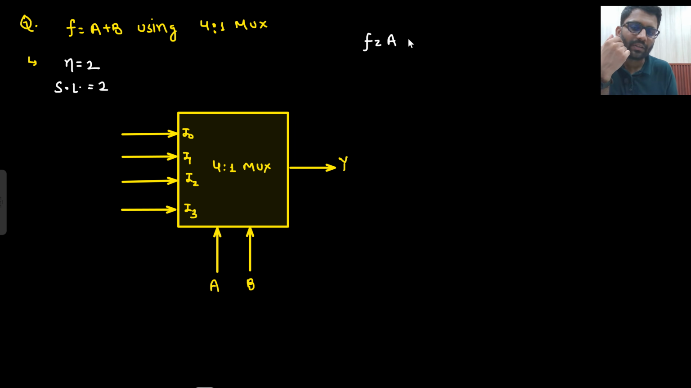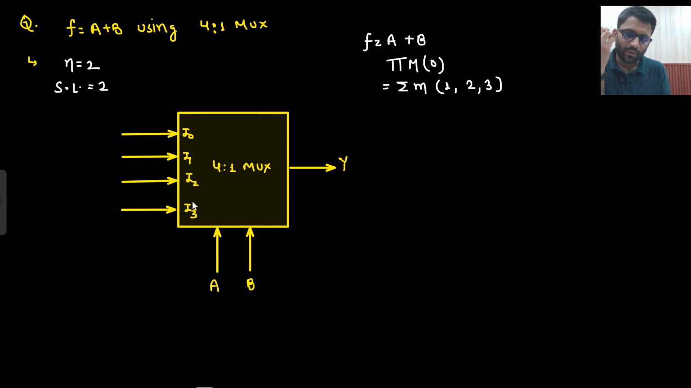F is equal to A plus B. I can see that the maxterm is 0, because A is 0 and B is 0, so the maxterm is 0. So what will be the minterms? The minterms will be 1, 2, 3. So 1, 2, 3 will be 1, and the rest will be 0.